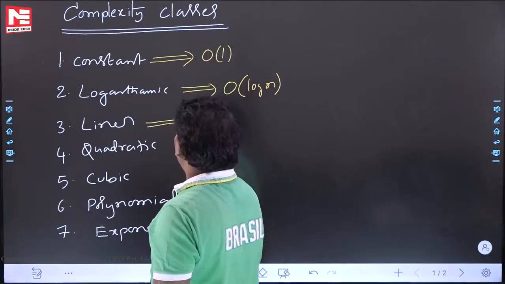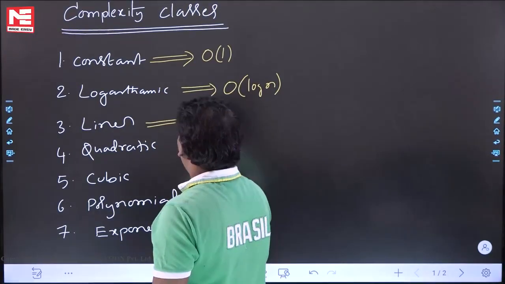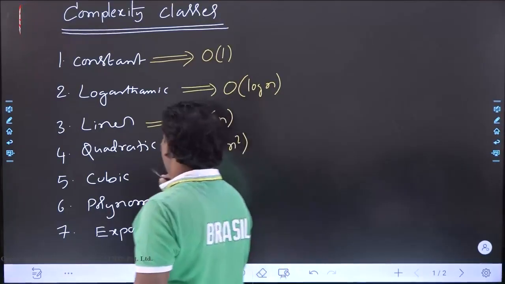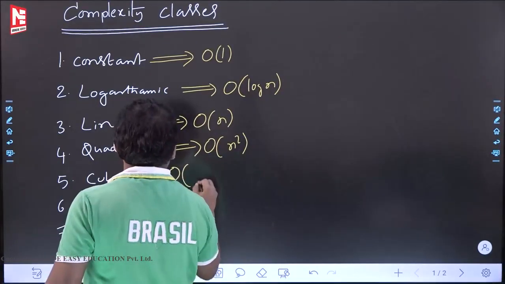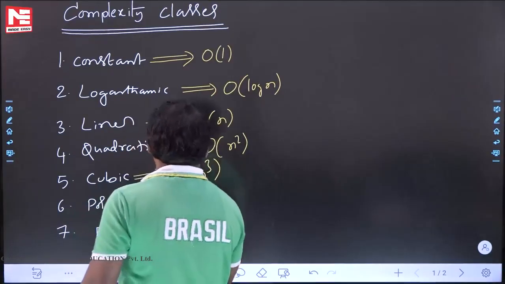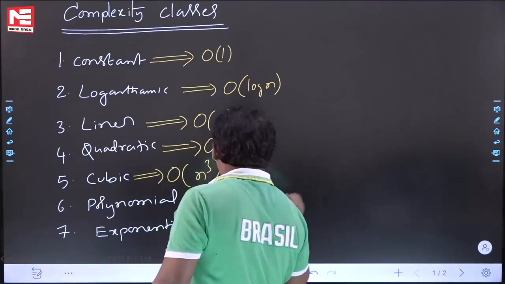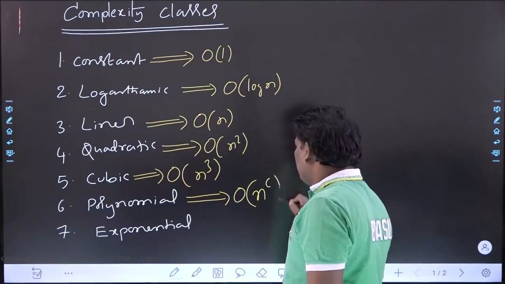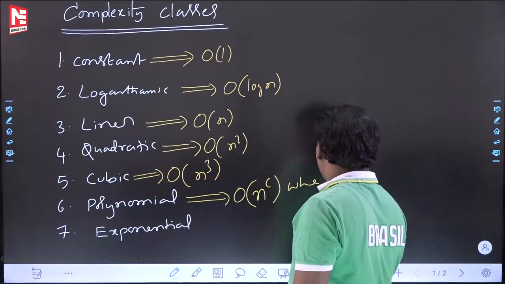What is the meaning of linear? Big O of n. Quadratic? Big O of n square. Cubic? Big O of n cube. Next, what is the meaning of polynomial? Big O of n power c, where c is constant.